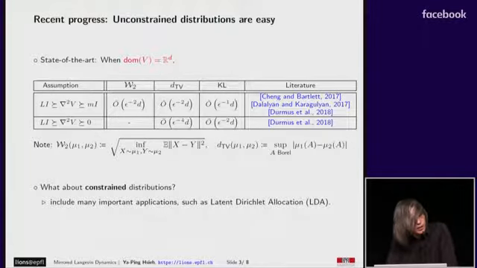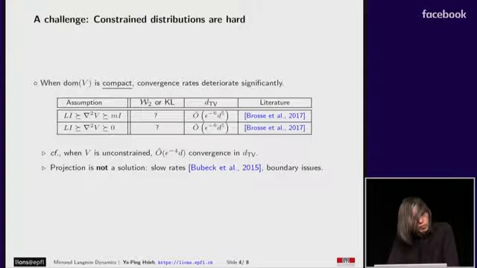However, there are many practically important distributions, such as the latent Dirichlet allocation mentioned in previous talks before as well. They are actually constrained distributions. So the natural question is if you can extend this Langevin dynamics idea to sampling from constrained distributions. And this question turns out to be surprisingly difficult. And in fact, prior to our work, the state-of-the-art convergence rate for constrained sampling is significantly worse than their unconstrained counterpart. So sampling from constrained distributions seems to be a very challenging task.